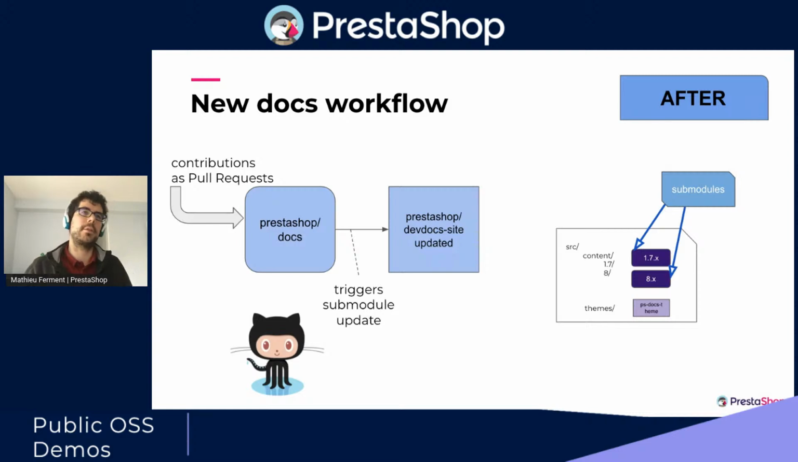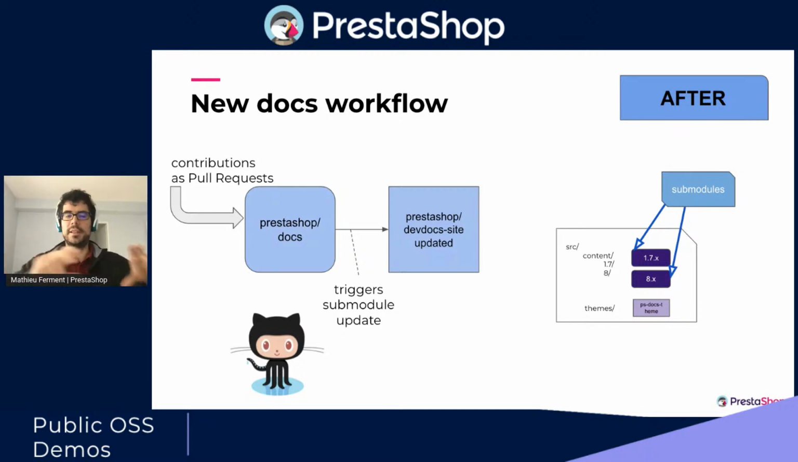Now, what we do is that when we have a contribution as a pull request on the docs repository, when it's merged, this triggers a submodule update on the DevDocs site repository that is going to fetch the latest version of each branch for the two submodules. And maybe in the future, when we have a PrestaShop 9 or a PrestaShop 10, there will be new folders and new submodules. But once again, it will be many branches of the same repository.